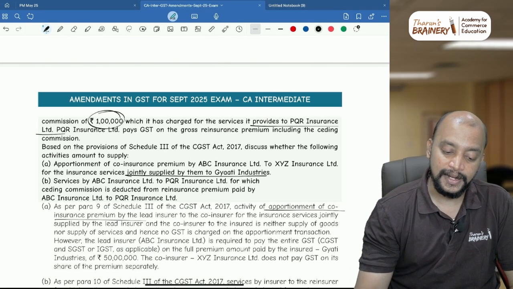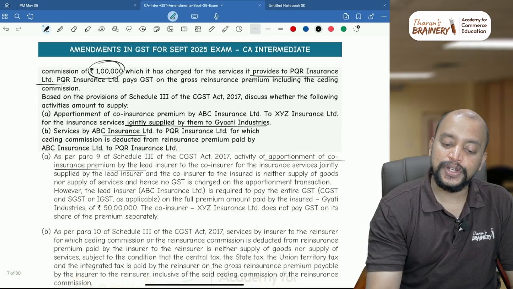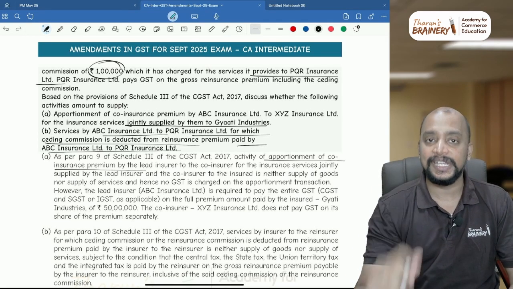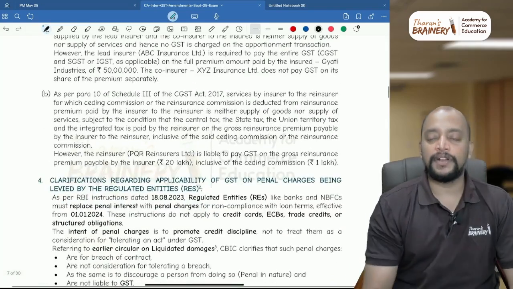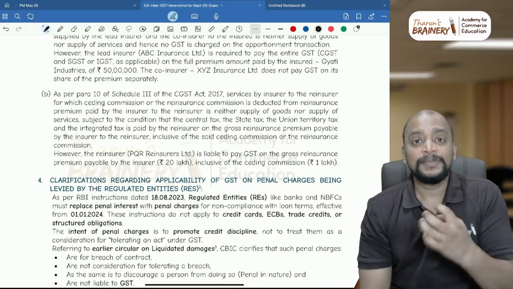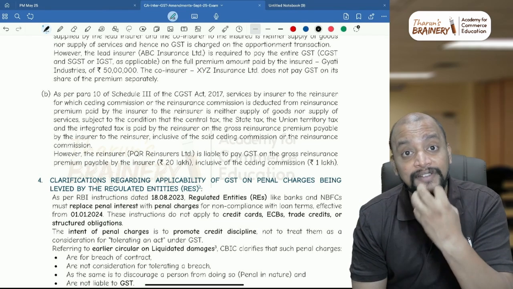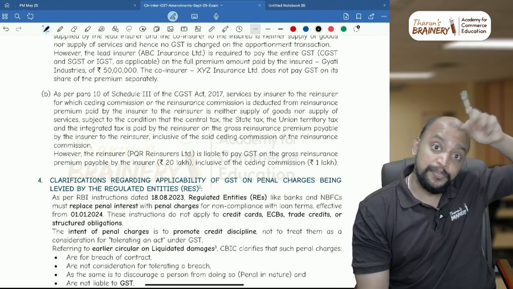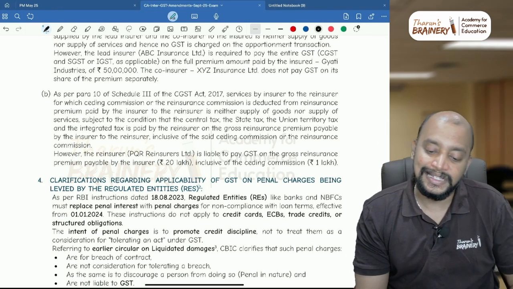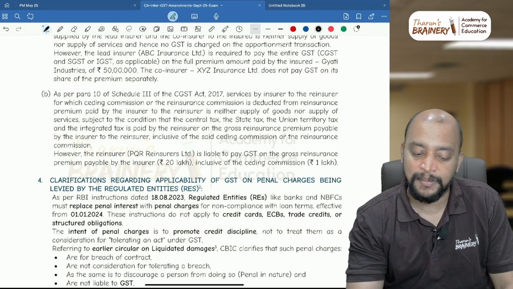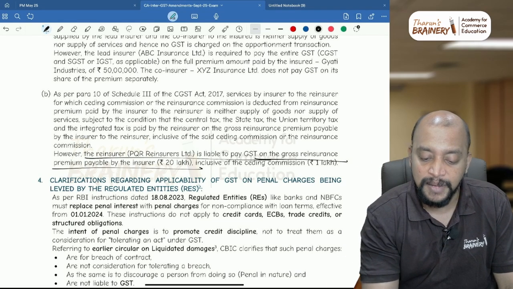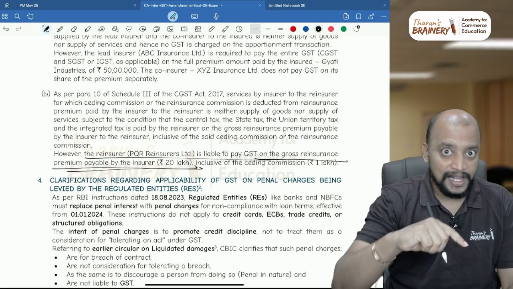Now, what is the question here? Services by ABC Insurance to PQR Insurance Limited, for which ceding commission is deducted from the reinsurance premium paid by ABC to PQR, is it subject to GST? Is it supply or not a supply? It is not a supply. ABC is getting a commission of 1 lakh, on that are they required to pay GST? No, it is excluded from supply, provided that PQR reinsurer pays GST on the gross reinsurance premium. The reinsurer PQR is liable to pay GST on the gross reinsurance premium, that is 20 lakhs, before this deduction of 1 lakh.